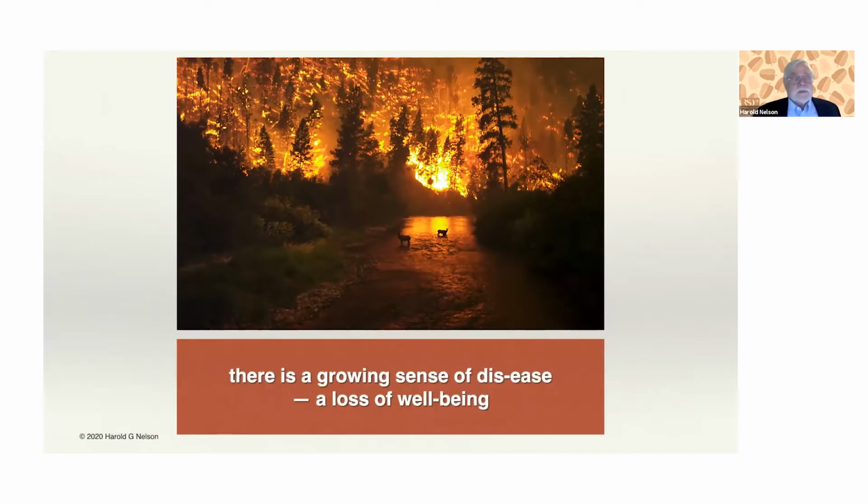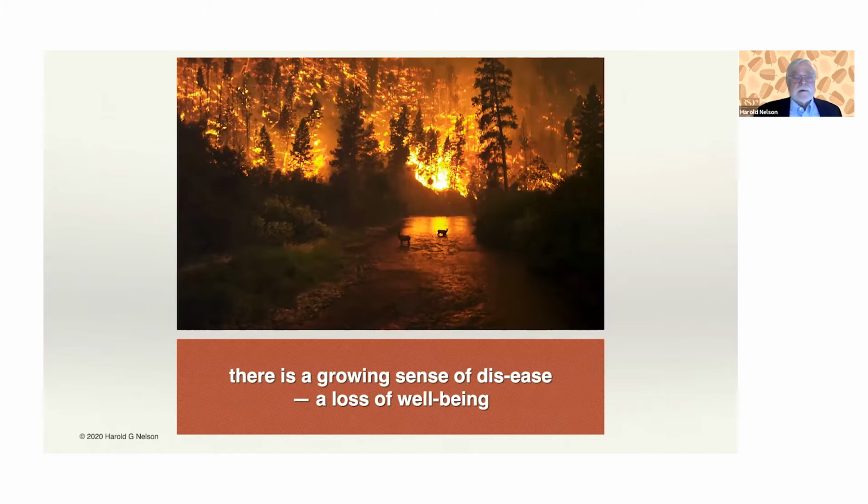So there's just a general sense of dis-ease amongst the populations of the world, that there's a loss of well-being. So the design question, the big design question, is how is it possible to secure desirable changes rather than just to adapt and survive the changes that we get by chance or happenstance?